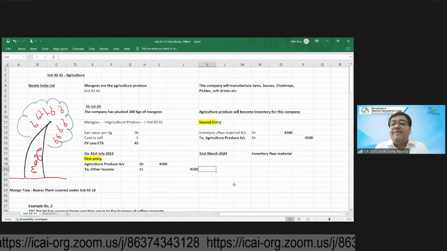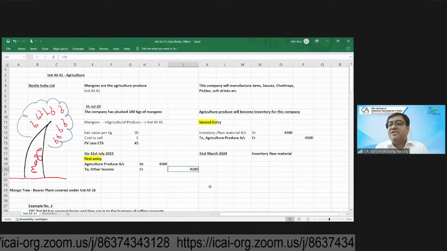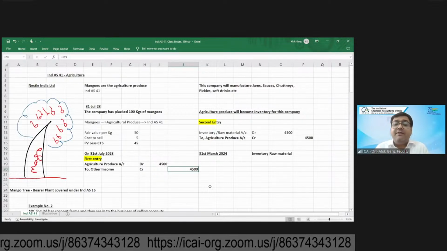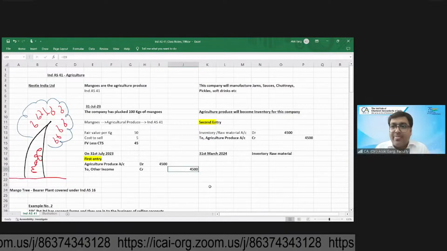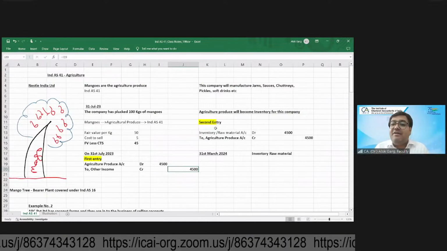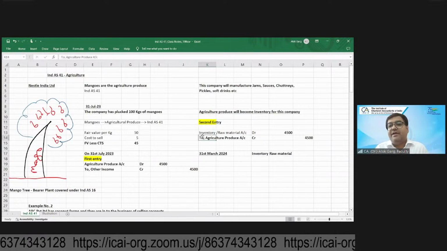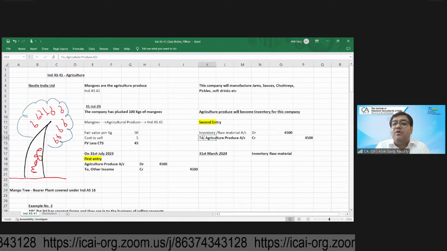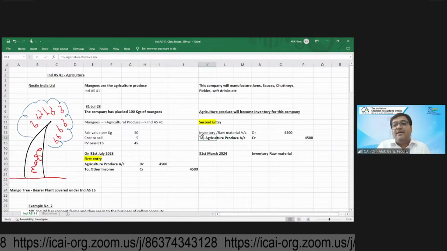Immediately, this company will use the mango as raw material. The company will manufacture jam, sauces, chutney, pickles, soft drinks. So the company will use these mangoes like a raw material. So the next entry will be immediate: this agriculture produce will become inventory. Inventory or raw material account debit 4502, agriculture produce account credit, on 31st July 2023.